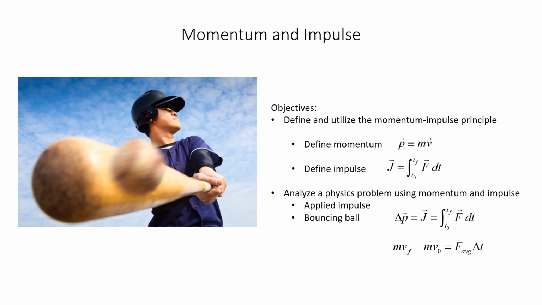So we've looked at momentum and impulse. We defined the momentum-impulse relationship. We define momentum as the mass times velocity. Momentum is a vector quantity. Impulse is the integral of force over a certain amount of time. And the relationship between the two is a change in momentum equals the impulse. We applied this to two different problems, a bouncing ball, after we did just a simple applied force problem.